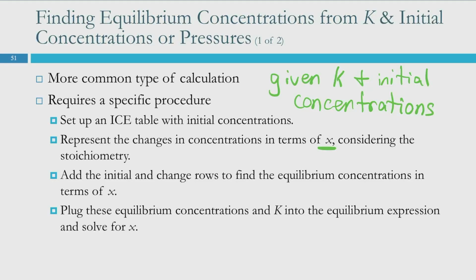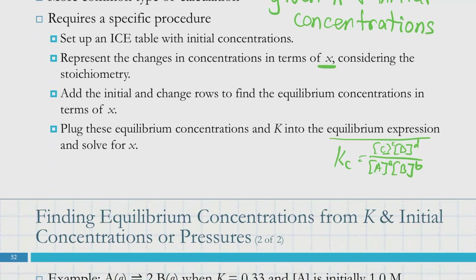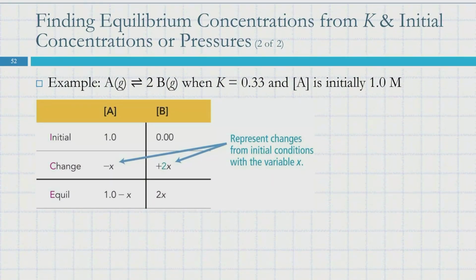And then we plug them into the equilibrium expression and solve. That's our thing that looks like this for our generic. So let's look at what this looks like. So here's an example with A and 2B when K is 0.33 and the concentration of A is initially 1 molar.